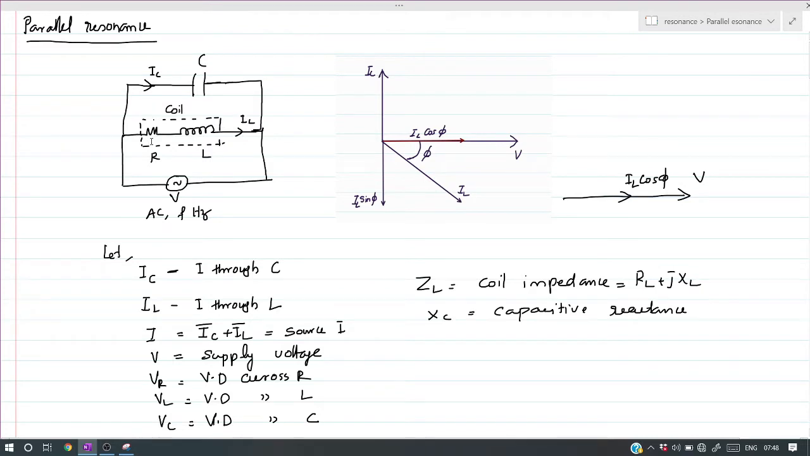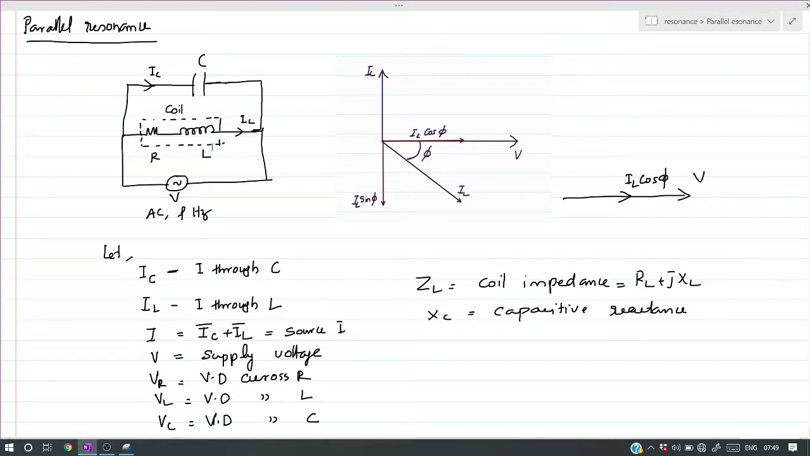As resistance is present in the coil, the current through this coil lags the supply voltage by an angle phi. This current can be split into two components: a component of IL which is in phase with the voltage, that is IL cos phi, and the component of IL which is in quadrature with the voltage, 90 degrees with respect to voltage, that is IL sin phi. That component IL sin phi lags 90 degrees with respect to voltage V. Similarly, the current through the capacitor leads the voltage by an angle of 90 degrees.